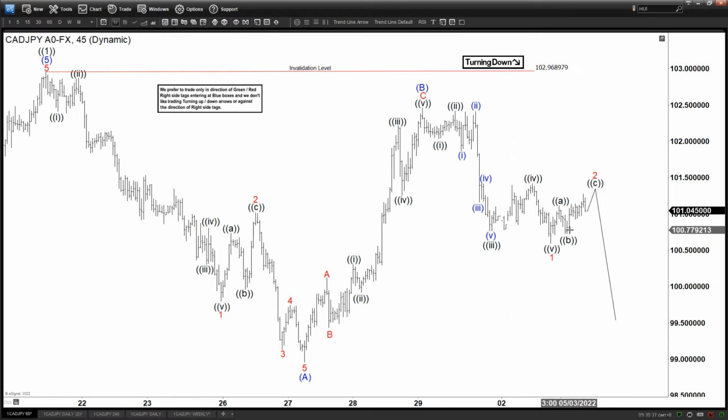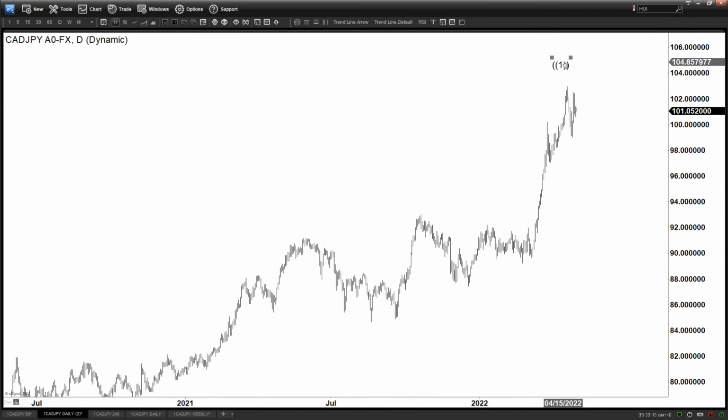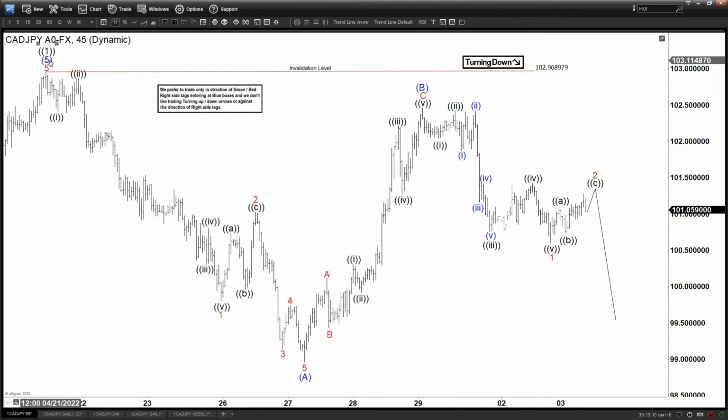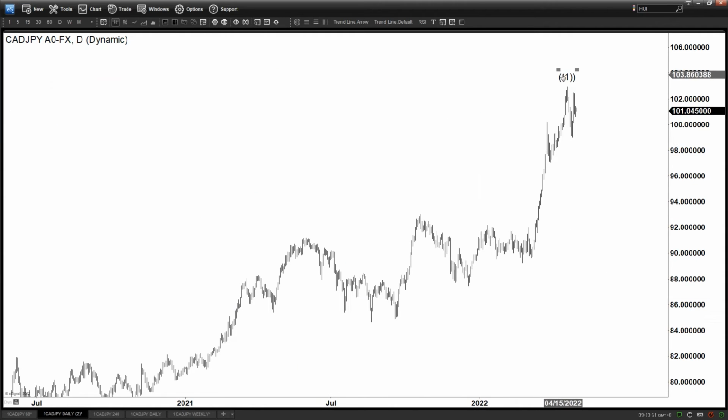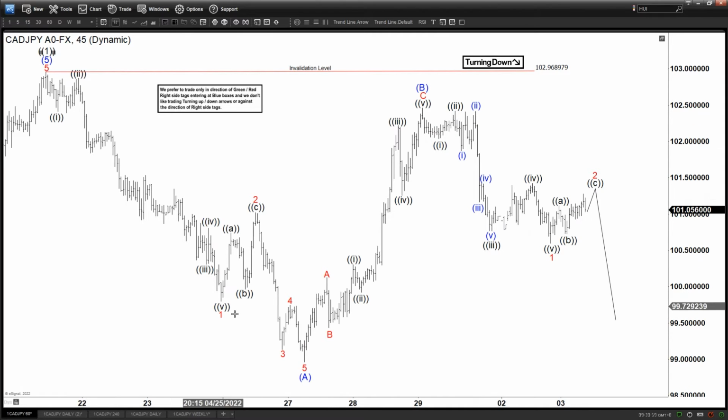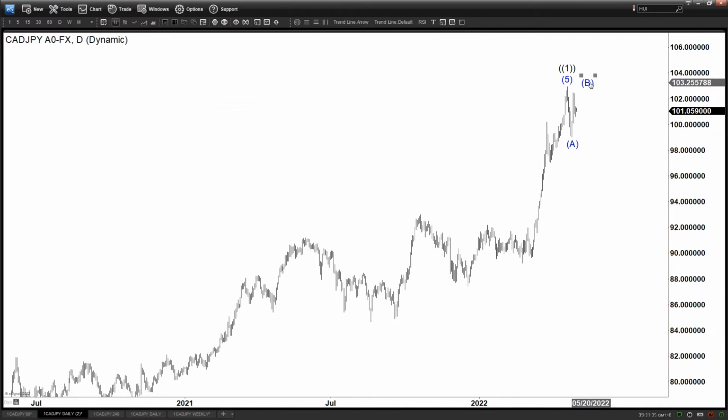Now, zooming out to get an idea where we are, let's put in this wave 1. If I look at the daily time frame, this is your wave 1 here, and it ended with 5 in the intermediate degree here. 5 of 1 is here, and then this is your A, right? This is your A according to the 1 hour chart, and then this is your B, the rally over here. So what this means is we are looking for possibly a C leg to finish the wave 2, right, before going up again.